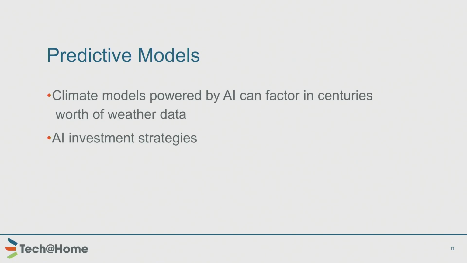Predictive models can be put in place that would outweigh almost anything we had in place previously through typical computer programs. So climate models, think of anything that the weatherman would be showing on TV, are now being powered by AI. So they can take in not just days worth of data, but centuries worth of data that they have available, and it would all come into play.